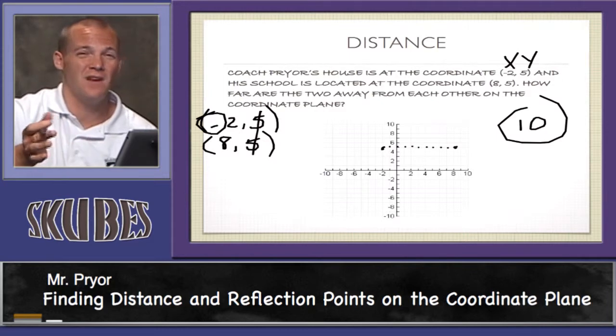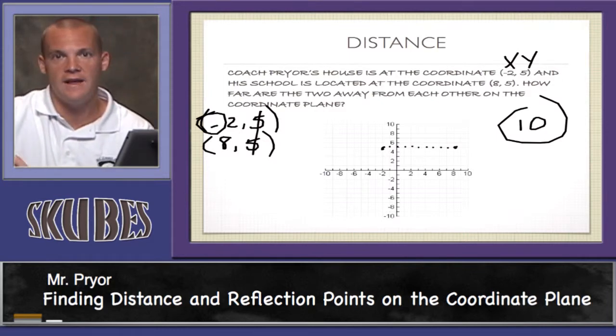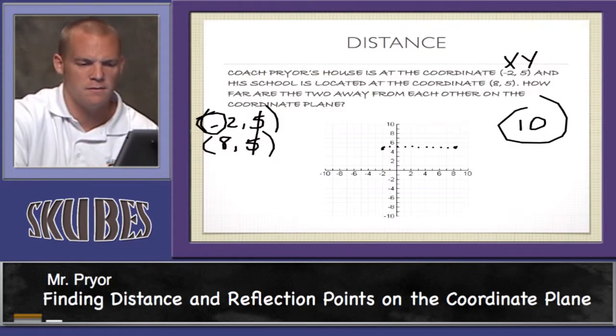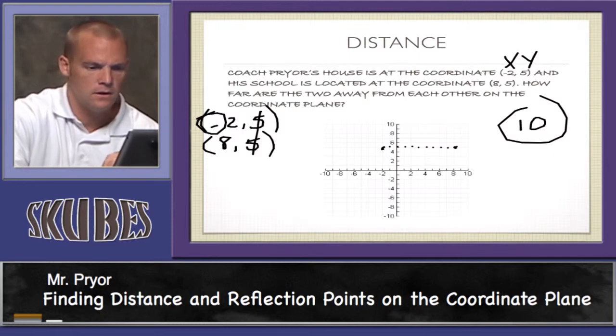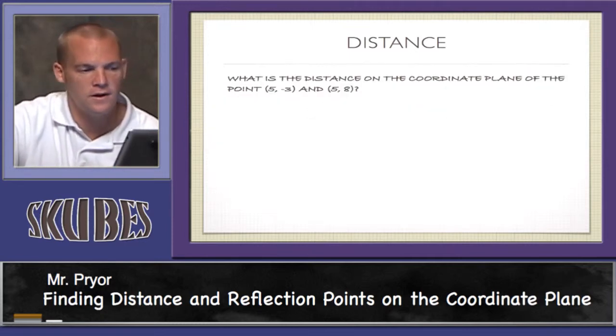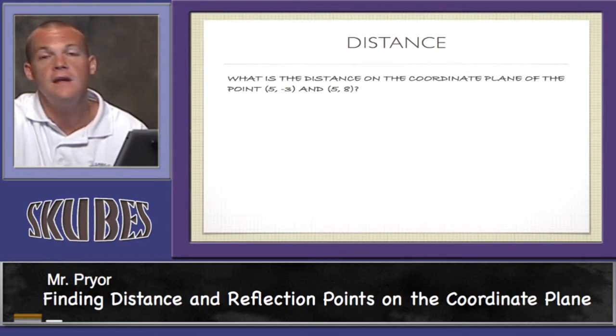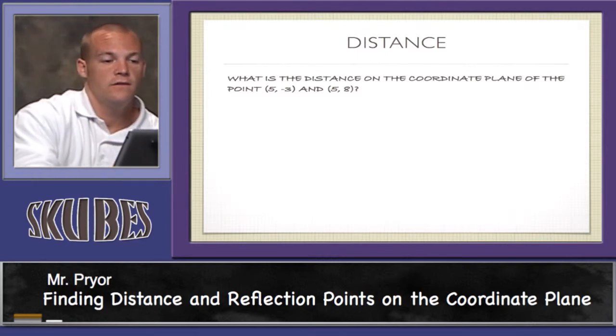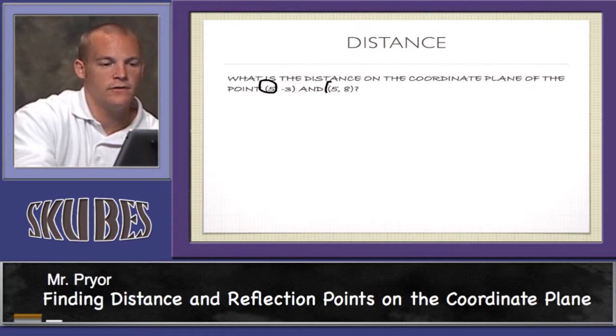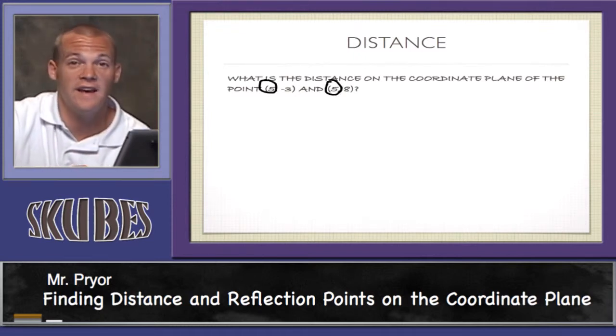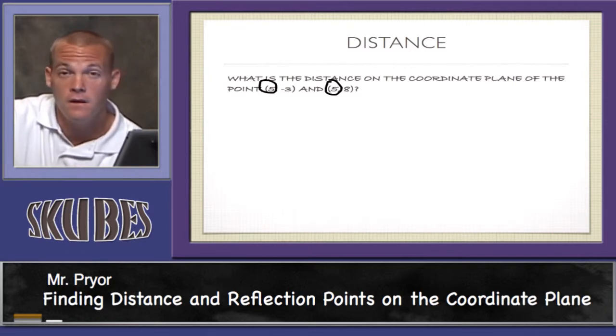All right, so we're going to look at some examples in just a second and practice a little bit of that, and I'll remind you of those rules because I know they can be a little confusing. All right, so let's look at this example here. It says, what is the distance on the coordinate plane of the point 5, -3 and 5, 8? Okay, so looking at these two, we can see we don't have a coordinate plane, first of all, and we can see that the x coordinates are both the same.